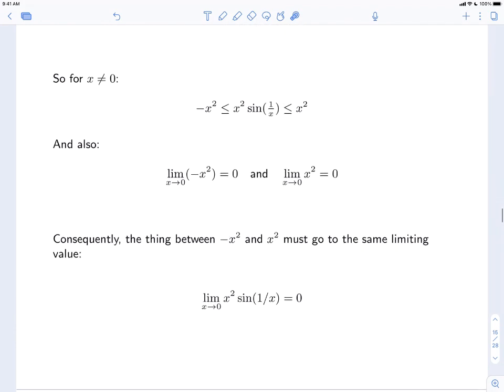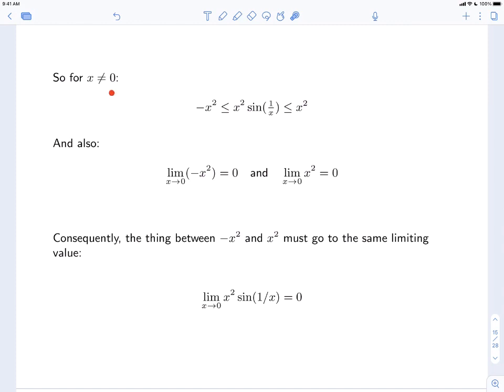So here I've just rewritten the same inequality. So for x not equal to 0, we know that minus x squared is less than or equal to x squared times sine of 1 over x less than or equal to x squared. This was the same inequality on the previous slide.